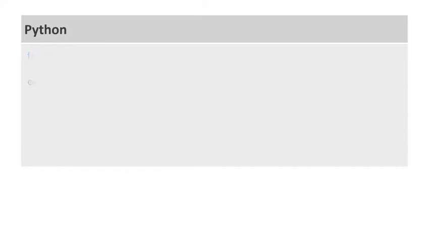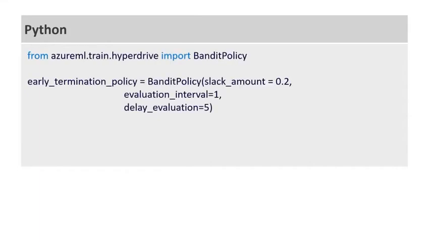You can use a bandit policy to stop a run if the target performance metric underperforms the best run so far by a specified margin. This example applies the policy for every iteration after the first 5 and abandons runs where the reported target metric is 0.2 or more worse than the best performing run after the same number of intervals.